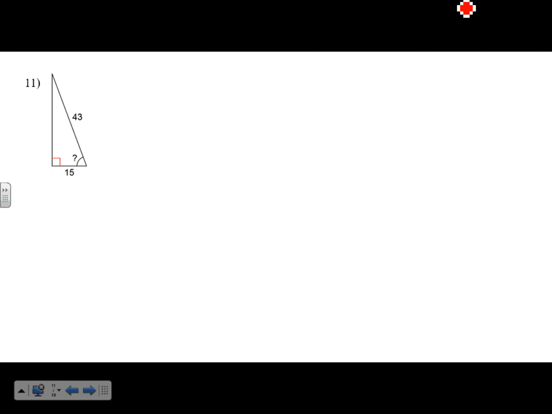So again, this is the angle they're giving us. So they have the hypotenuse and they have the adjacent. That looks like TOA. So it's the cosine of that angle, question mark, is equal to the adjacent over the hypotenuse. And again, all you're doing now is taking the inverse cosine.